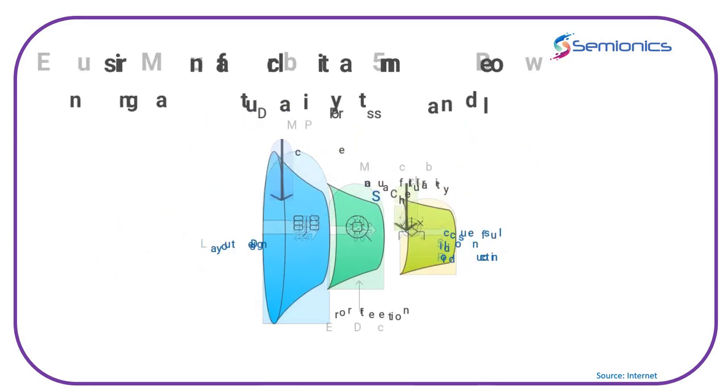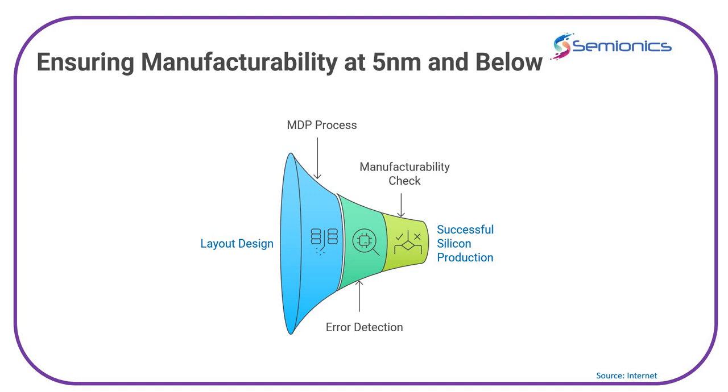Now let's go deeper. At 5 nanometers and below, the margin for error? Almost zero. Here, MDP isn't just a tool, it's the gatekeeper of manufacturability. If the MDP flow falters, your layout may never make it to silicon.